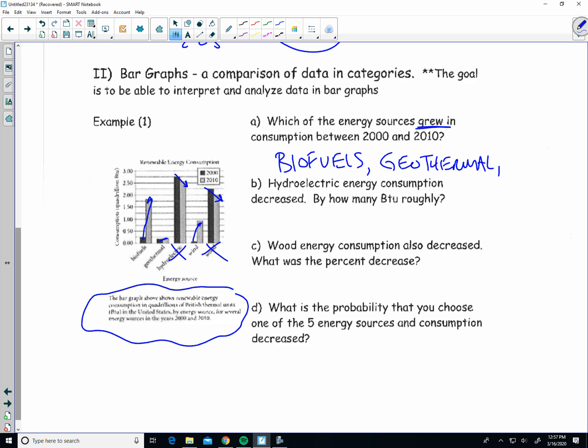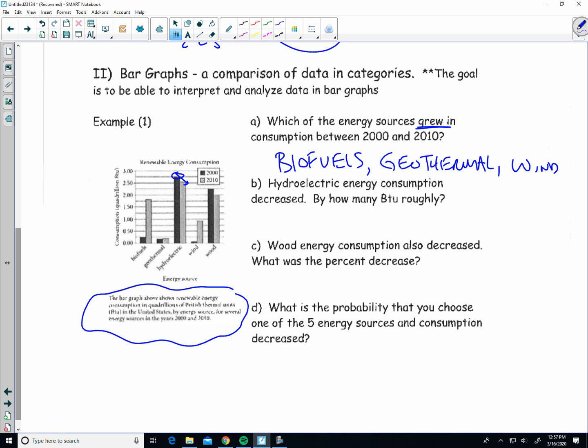And of course, finally, wind power grew. Nice little analyzing of a bar graph. Question B says, hydroelectric energy consumption decreased. By how much do you think it decreased? So you go to your hydroelectric and you say, all right, what's going on there for that decrease?